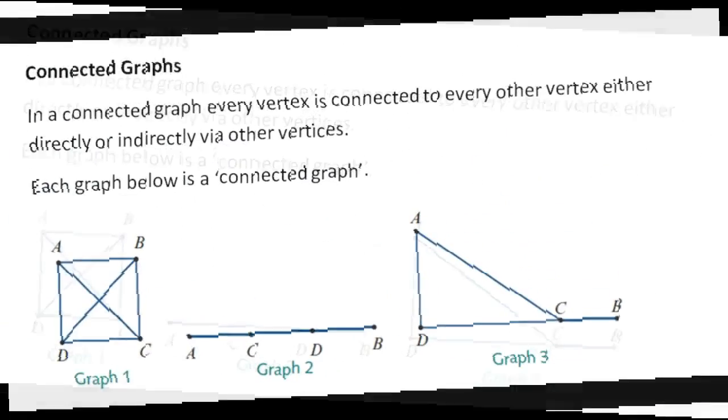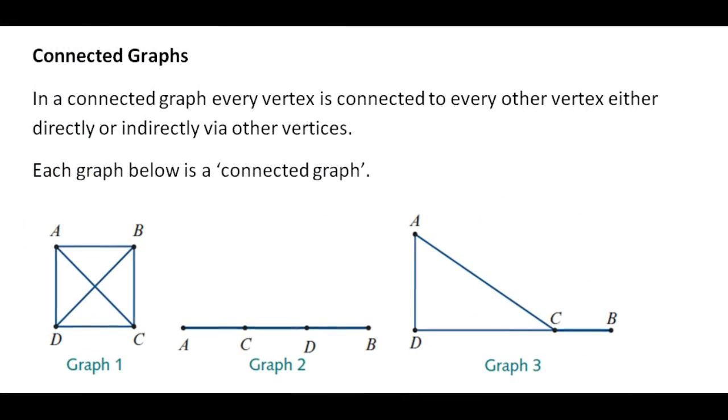A connected graph is one where every vertex is connected to every other vertex either directly or indirectly via other vertices. Each of these graphs is a connected graph. I can get from A to D via C. I can get from B to A either directly or via other routes as well. So these are called connected graphs.